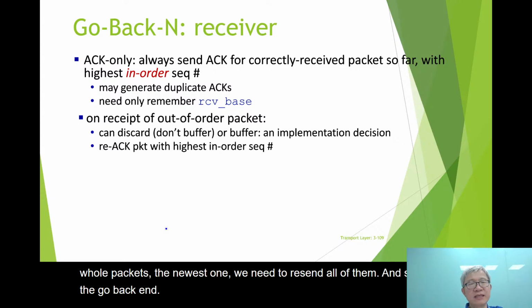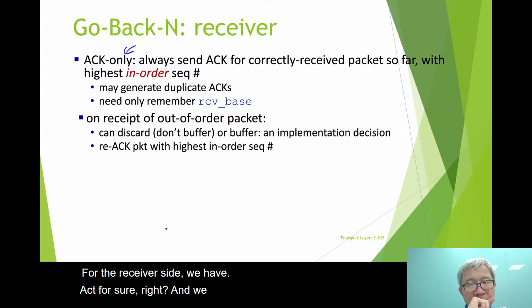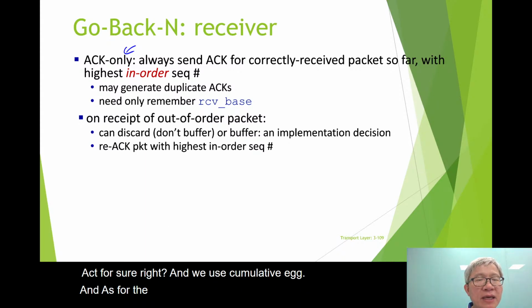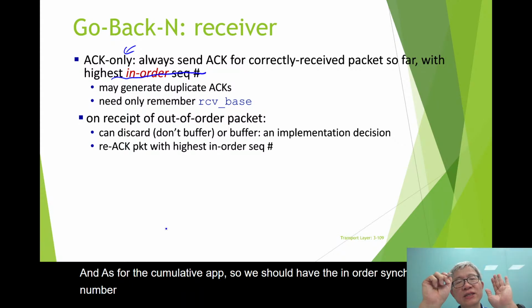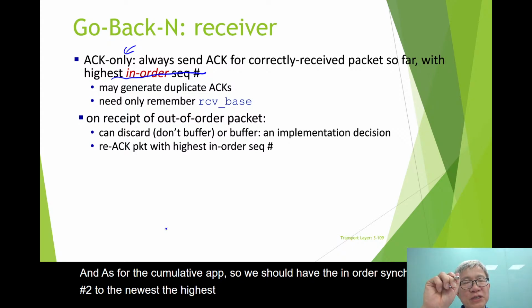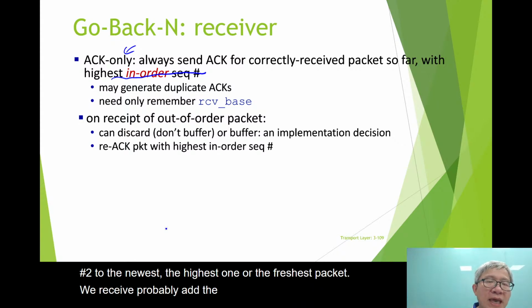For the receiver side, we have ACK for sure, and we use the cumulative ACK. For the cumulative ACK, we should have the in-order sequence numbers up to the highest, or freshest, packet we receive at the receiver. So we can send this cumulative ACK from the receiver.